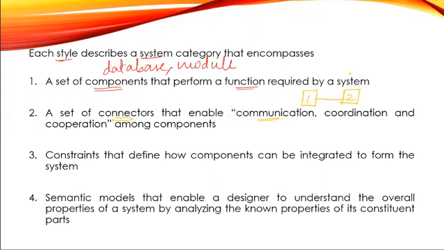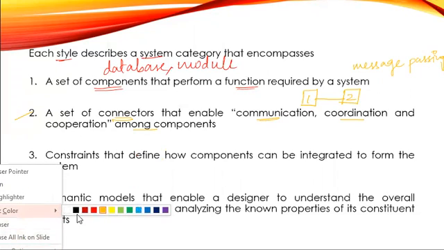This can be done by using message passing, that is by sending a message, you can communicate between the two components. This is also used for coordination and cooperation among components. So these are the connectors, and that is also one architectural style definition. The next one is constraints that define how components can be integrated to form the system.